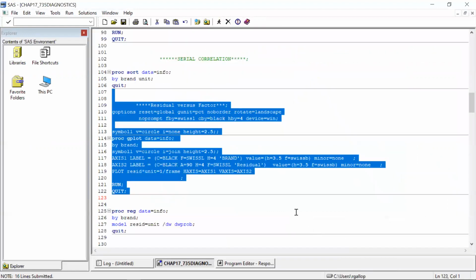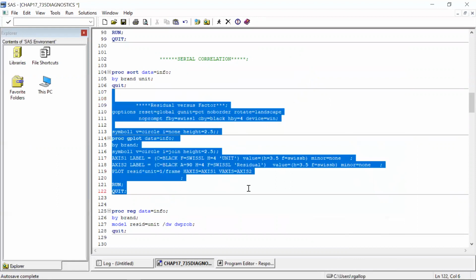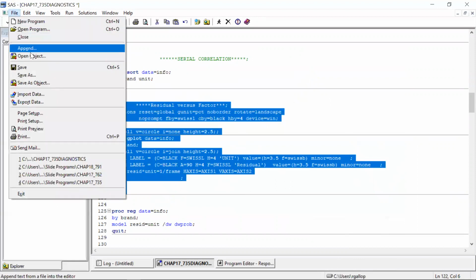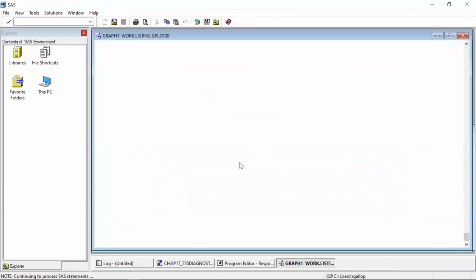Actually, I'm going to change this plot. That shouldn't be brand. That should be unit. So we'll make that quick change. And I'll save this for you guys so you see the final copy. So this is unit.